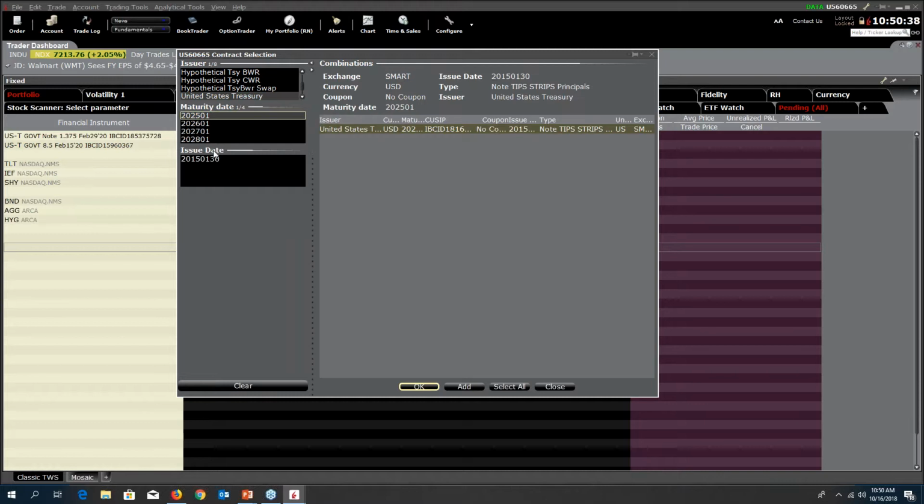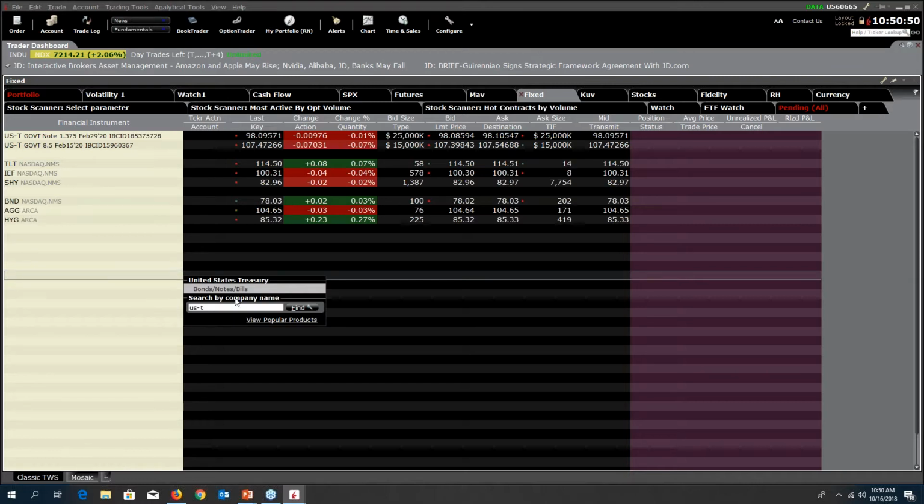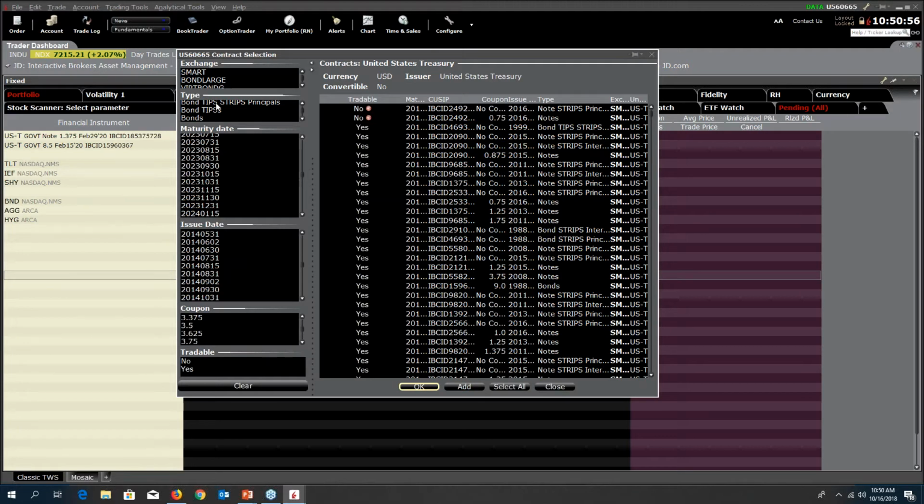Let's say that we wanted to go out sometime, and so forth. You can actually select. Let me do it a different way. If I go US-T, we could actually select more things. We could pick the maturity date, the issue date, the coupon we want, whether it's tradable or not.